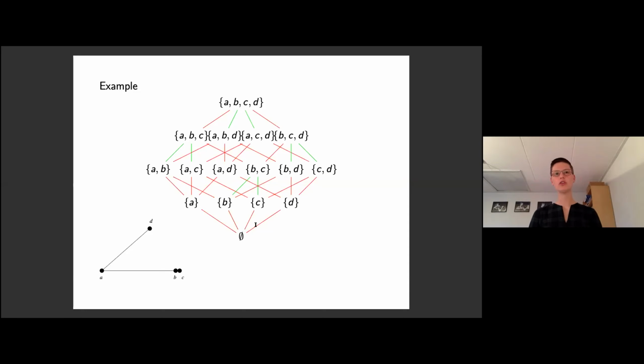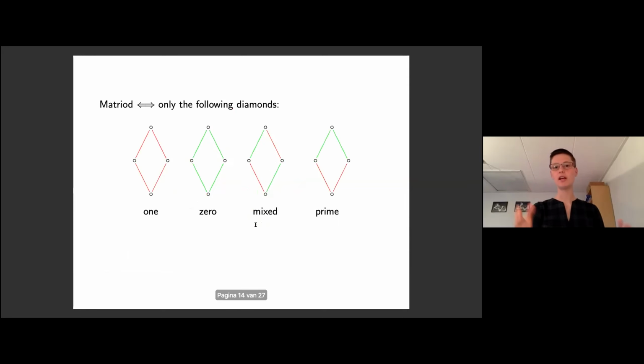Now, it turns out that you can say when a coloring of the subspace lattice is a matroid. You can say that by the following, well, let's just call it a cryptomorphism. A coloring is a matroid if and only if you have only the following diamonds. And a diamond means like an interval of length 2. So that means there's 2 things in between. And we have 4 covers to color.